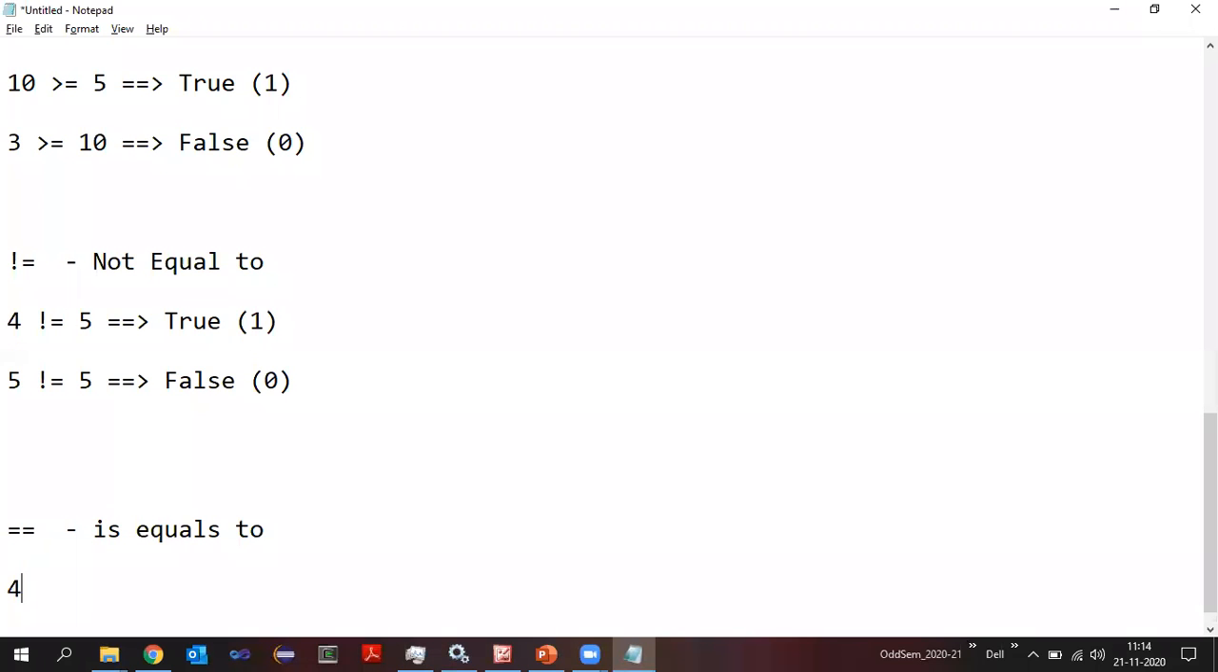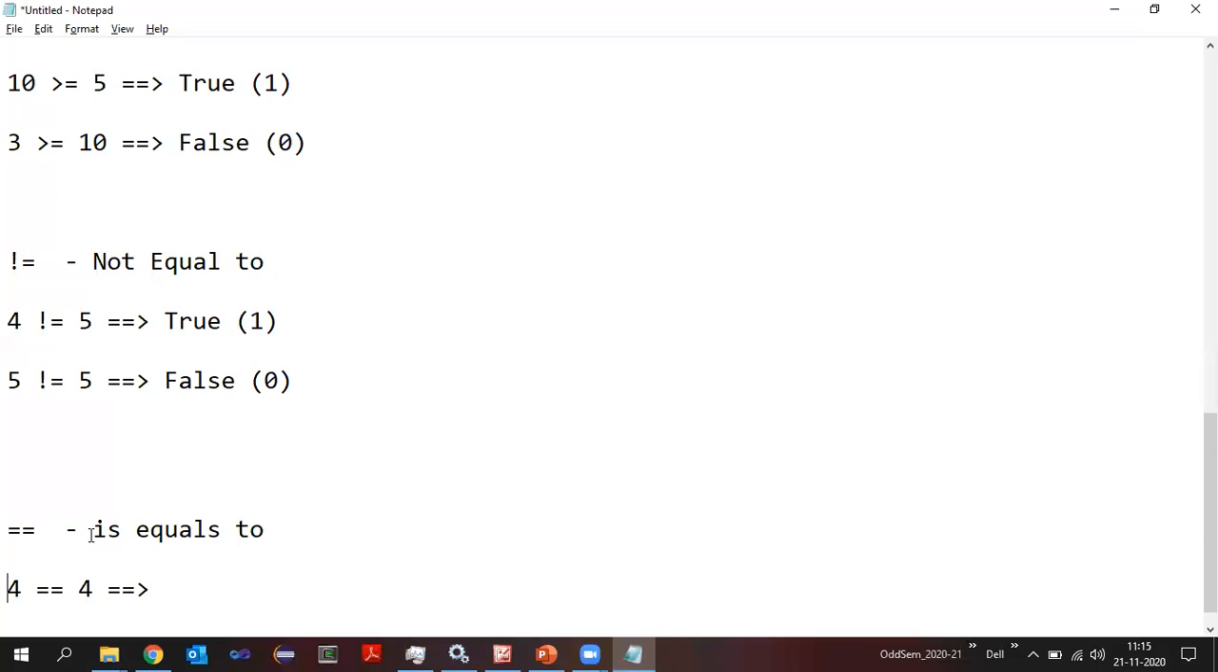Now for example, 4 is equals to 4. How to read this one? Pay attention here: 4 is equals to. Why can I say is equals to here? Because there are two equals to symbols. So 4 is equals to 4. The result can be either true or false. So what do you expect here? Is the result true or false?